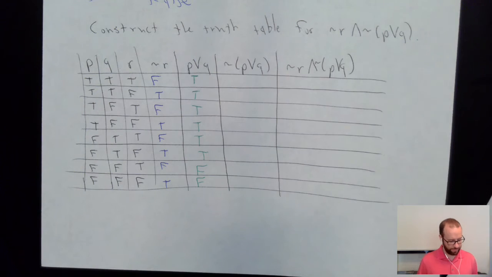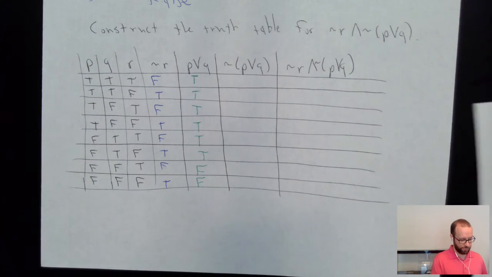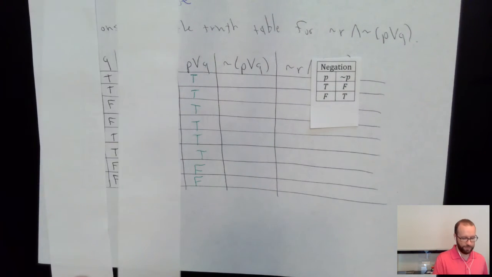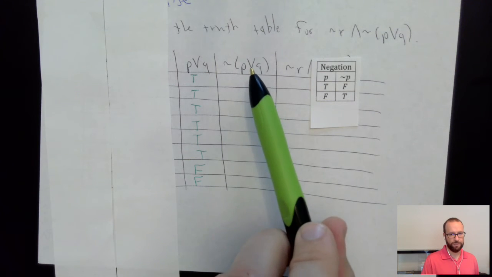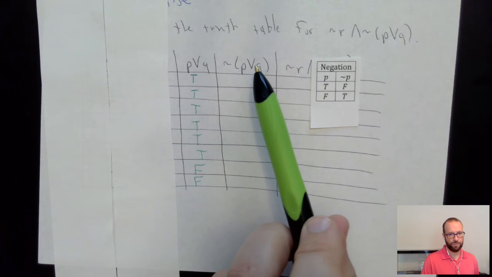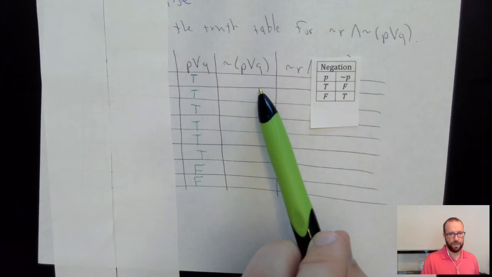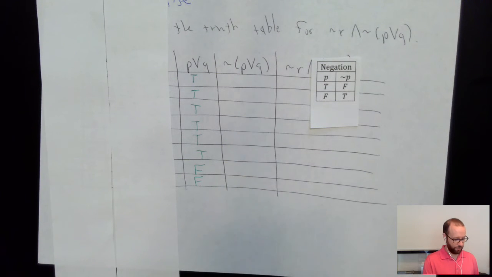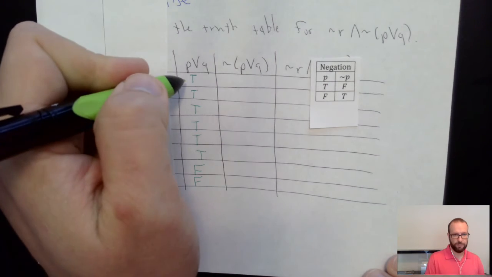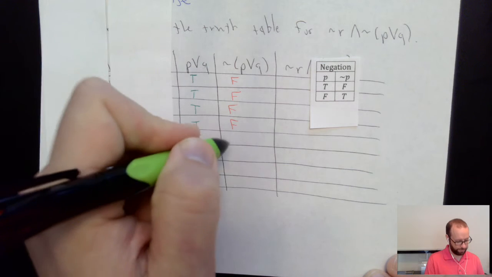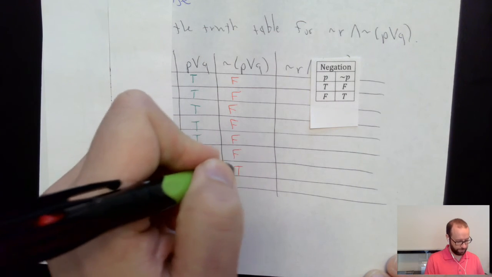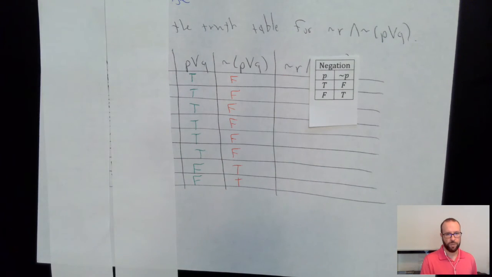Okay, great. Next column I just want the negation of what I just did, right? I have P or Q. Let me take a breath here and let my screen catch up. I have P or Q, I want the negation of P or Q, so I'm just going to flip those to their opposites. So instead of a T, I'll have an F, F, F, F, false, false, true, true. Great.